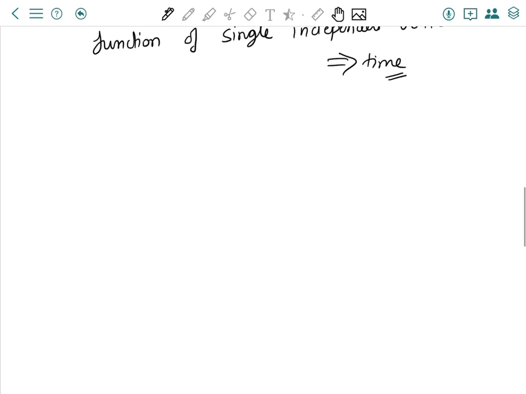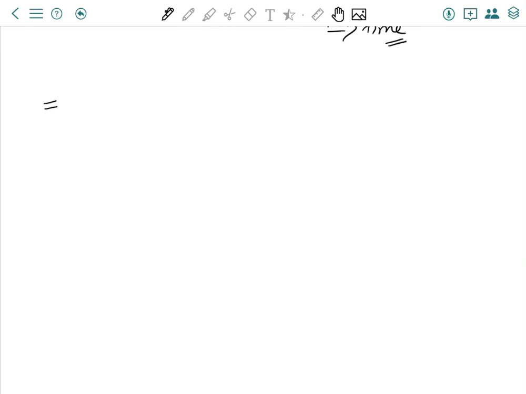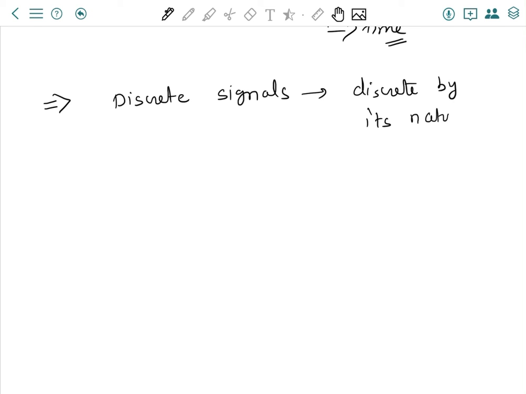Now one more point I want to discuss here is that some discrete signals are discrete by their nature. Suppose we want to study the stock market every day, so it has some specific value for that day. Suppose Monday some value is there for the stock market, Tuesday some other value, Wednesday some other value. So these are discrete by their nature.